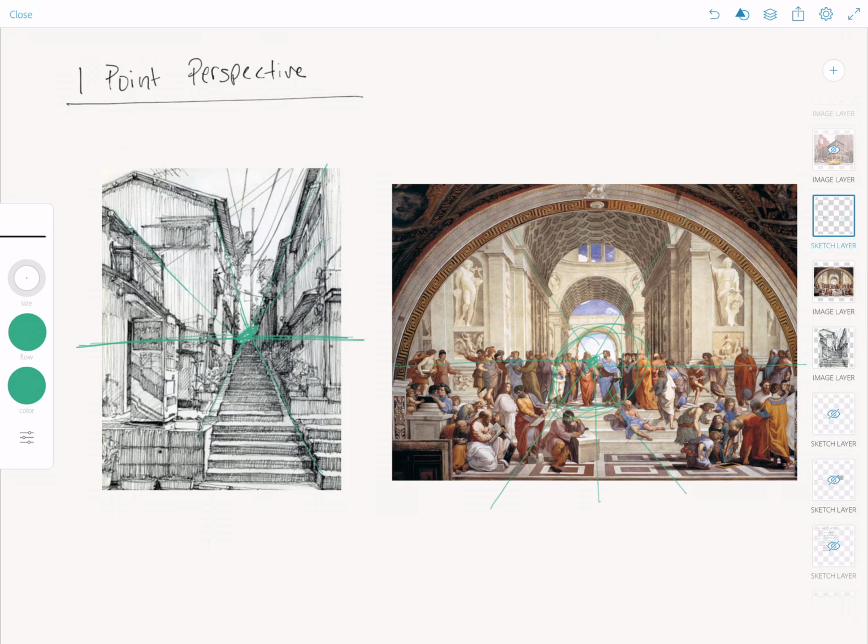So again, we have the vanishing point in the center. The horizon line is the line that is not on an angle through the center of the image, and all of these other lines lead towards the vanishing point. And they don't have to follow a line that exists in the image. I can just start placing lines on it, and these lines would help me draw or paint an image like this.